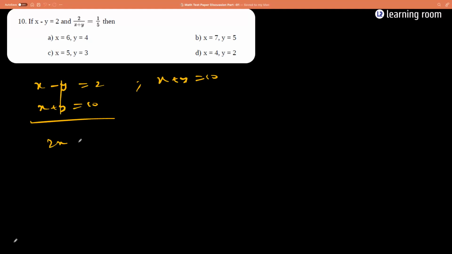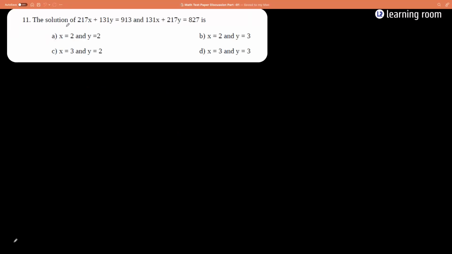Ninth one. x minus y is equal to 2 and 2 by x plus y is equal to 1 by 5. So x minus y is 2. x plus y is 10. Yes, sir. So cancel this. 2x is equal to 12, x is equal to 6. When x is equal to 6, y is equal to 4. Next.